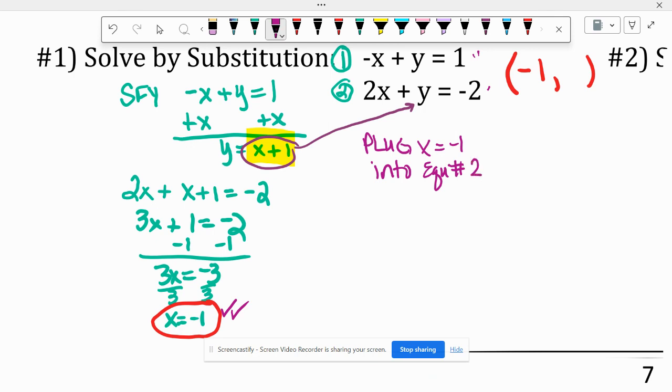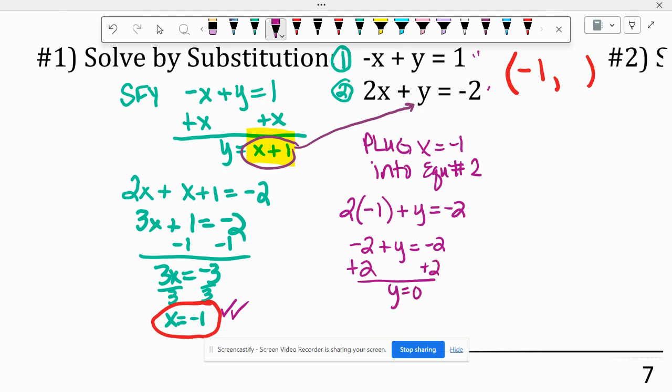Number 2. Okay. So 2x, that's 2 times negative 1, plus y equals negative 2. Well, what is 2 times negative 1? Negative 2 plus y equals negative 2. Add 2 to both sides, and I find out that y equals 0. So that's my second number in my solution.